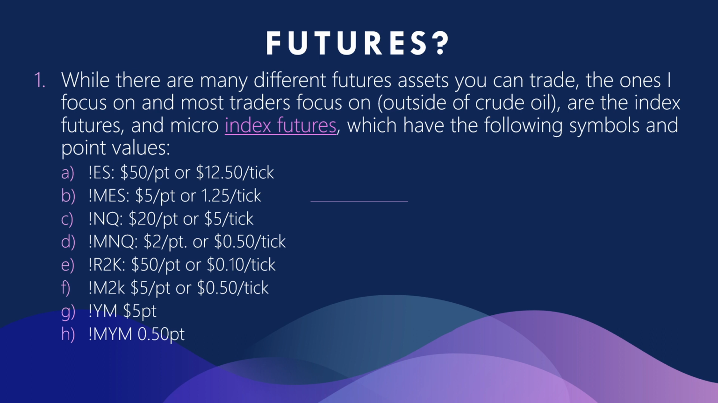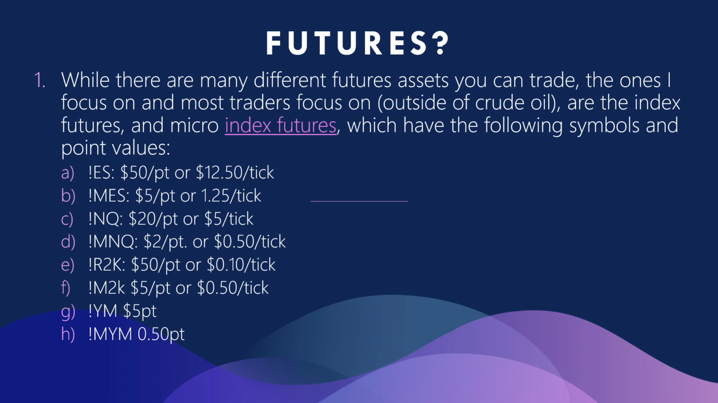A tick is the smallest fluctuation that a contract can make. The micro size of the ES, or the 1/10th product of the ES, is $5 a point or $1.25 a tick. The NASDAQ is $20 a point or $5 a tick. The micro NASDAQ is $2 a point or 50 cents a tick.